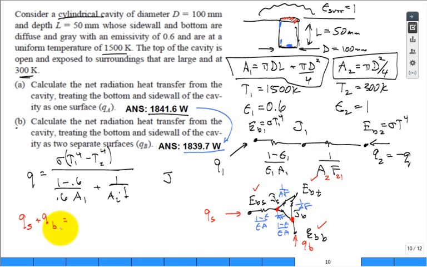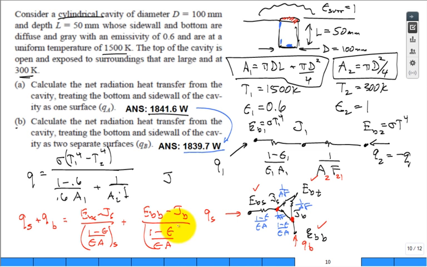How do I do that? Well, if you could solve for JS somehow, then from the side it's EBS minus JS divided by 1 minus epsilon over epsilon A for the side. And then for the bottom, it would be the EB of the bottom minus J of the bottom divided by 1 minus epsilon over epsilon A for the bottom. So it hinges on getting JS and JB. What are the radiosity for the side and the bottom surfaces?